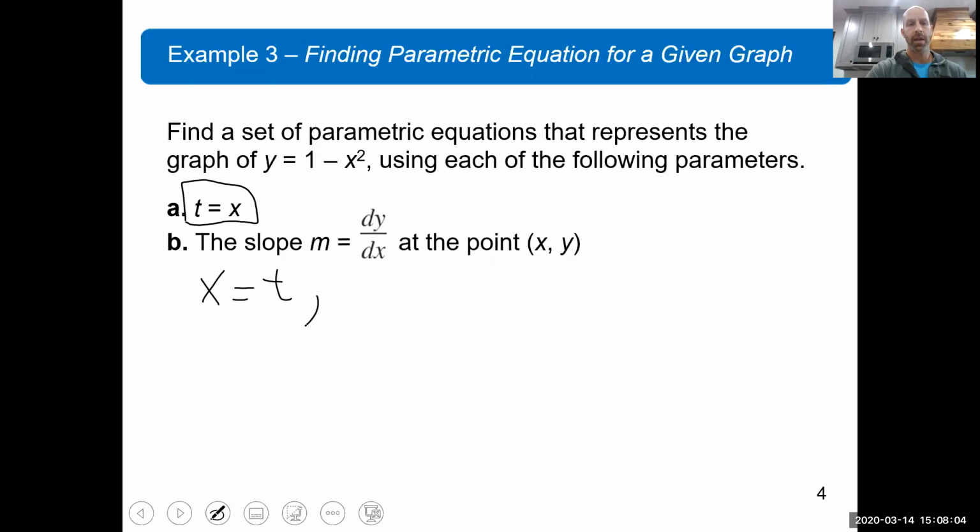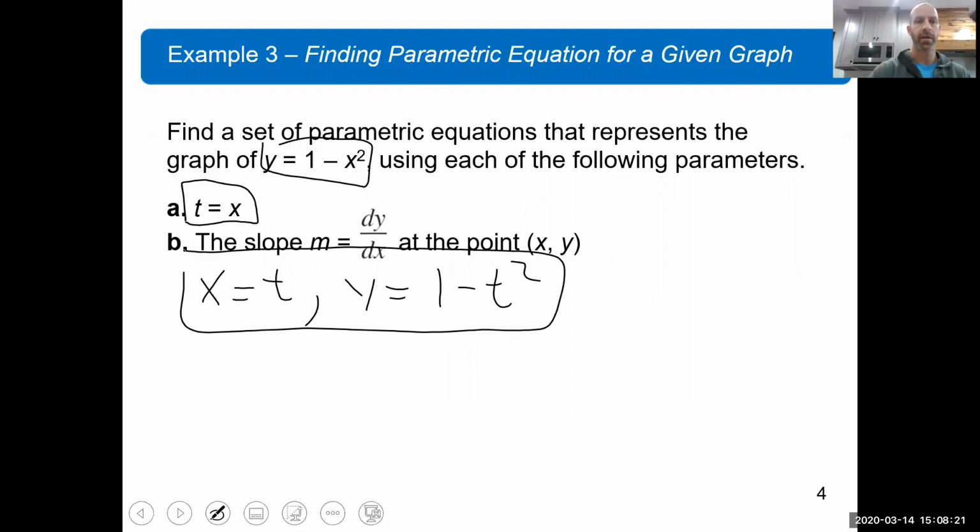And then to get the y part, all you've got to do is replace the x in 1 minus x squared with the t, so it's going to be y equals 1 minus t squared. This would be the parametric equation for this particular problem, so you can see that's actually not too difficult. For part B, that's part A up here.